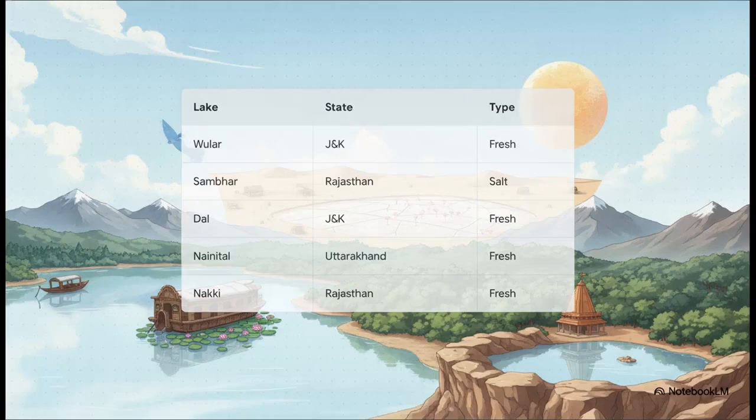So, just to recap real quick, Wooler is the ultimate freshwater anchor, and Sambar is the saltwater giant. Dal gives us the houseboats, Nainital is the king of the Tal lakes, and Naki is our high-altitude freshwater anomaly in Rajasthan. Got it? Awesome.